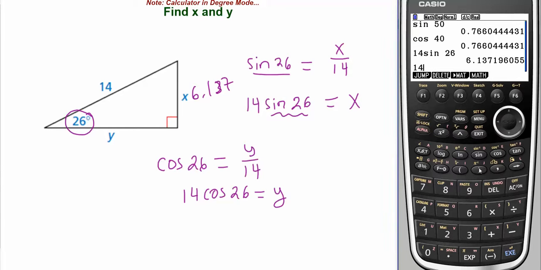So 14 cosine 26 gives me that. And this is solving the triangle. When I say solve a triangle, I'm going to want both angles. Of course, that's just the triangle sum. And then we're going to solve for the missing sides.